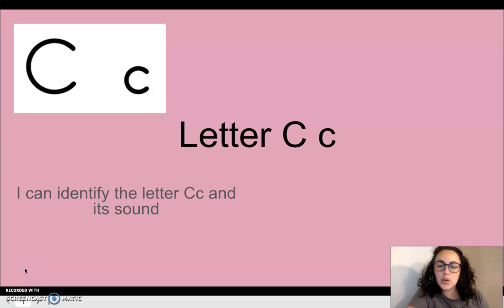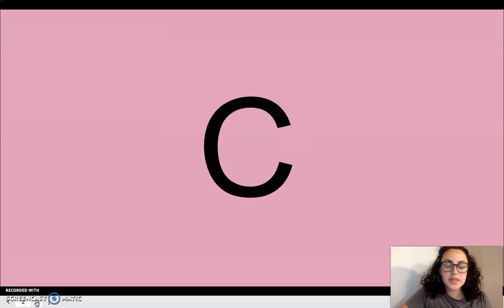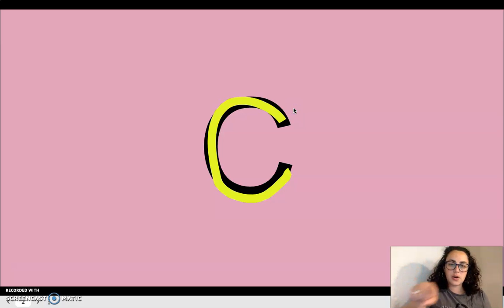This lesson, we're going to learn about the letter C and the sound that it can represent. So here is an uppercase C. We write it like this. It's just a big curve. Once more, a big curve. Let's do it with our finger in the air. A big curve. That's the letter C.